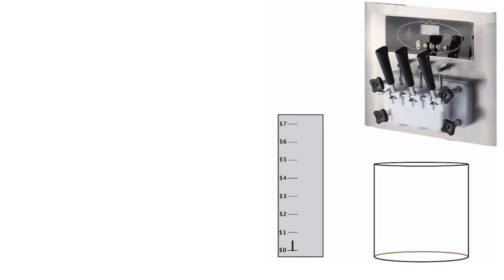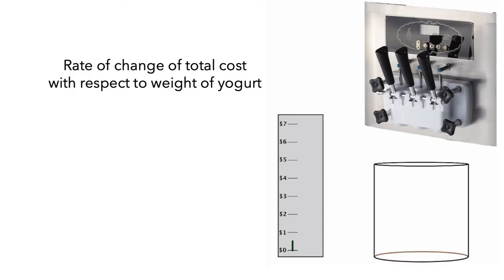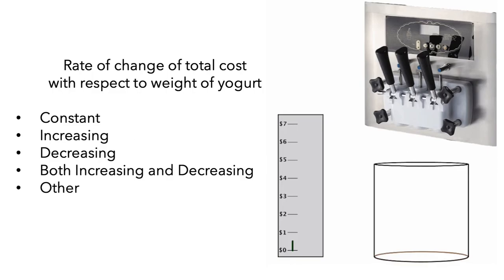As you watch the animation, think about the relationship between the weight of the frozen yogurt in the cup and the total cost. In particular, you need to determine whether the rate of change of total cost with respect to weight of yogurt is constant, increasing, decreasing, both increasing and decreasing, or something else. I'll start the animation now.